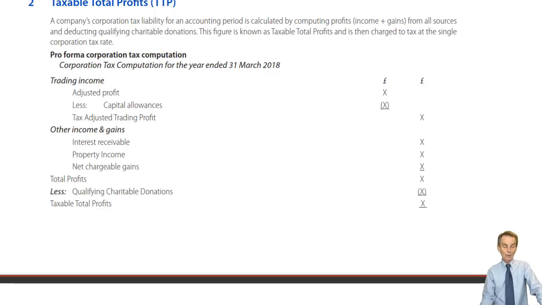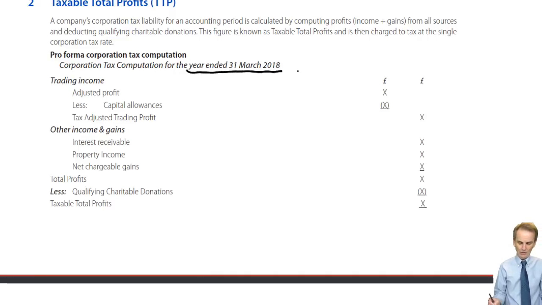Well, again, in section C of the paper, we've got that guaranteed 15-mark question on corporate tax. It, though, doesn't have to, but probably and mostly will ask us to prepare a corporation tax computation. So here's our pro forma, prepared for the chargeable accounting period. Here, the year ended 31st of March 18.